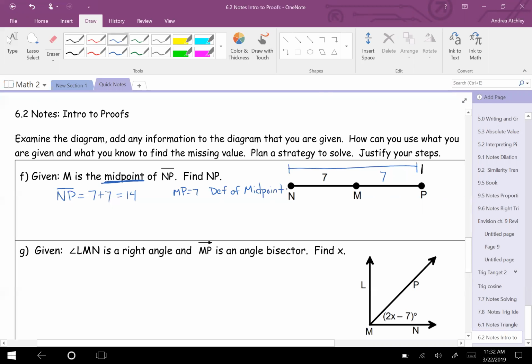Okay, always look at the given information, and if they give you words, okay, I gave you words of a midpoint, or if I give you words of a perpendicular, I'm usually going to use what that definition is. I have to explain what that means. So I'm going to use the definition of whatever that word is. Okay, the next thing I did was I took NP and I added the 7 plus the 7 to get the whole segment. Okay, and that's the segment addition postulate.